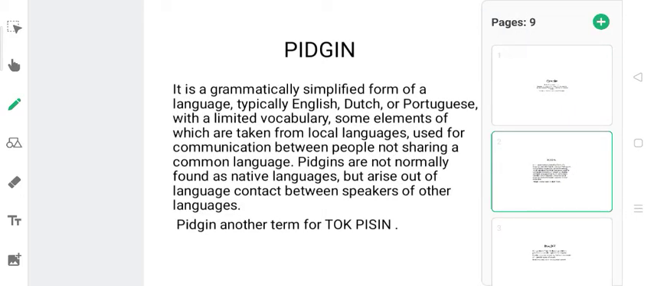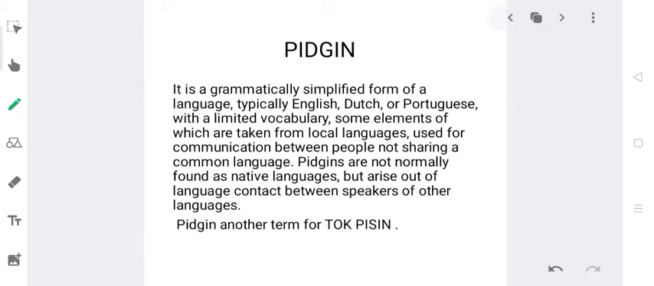The next is Pidgin. Let me dictate it from the slide. It is a grammatically simplified form of language, typically English, Dutch, or Portuguese, with a limited vocabulary, some elements of which are taken from local languages, used for communication between people not sharing a common language. Pidgins are not normally found as native languages but arise out of language contact between speakers of other languages. In other terms, Pidgin is also called Tok Pisin.